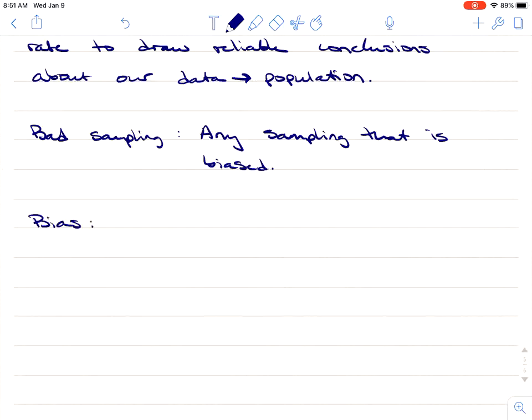So what is bias, you ask? Well, by definition, it's when you're systematically favoring one outcome, whether knowingly or unknowingly. That's bias: systematically favoring one outcome.